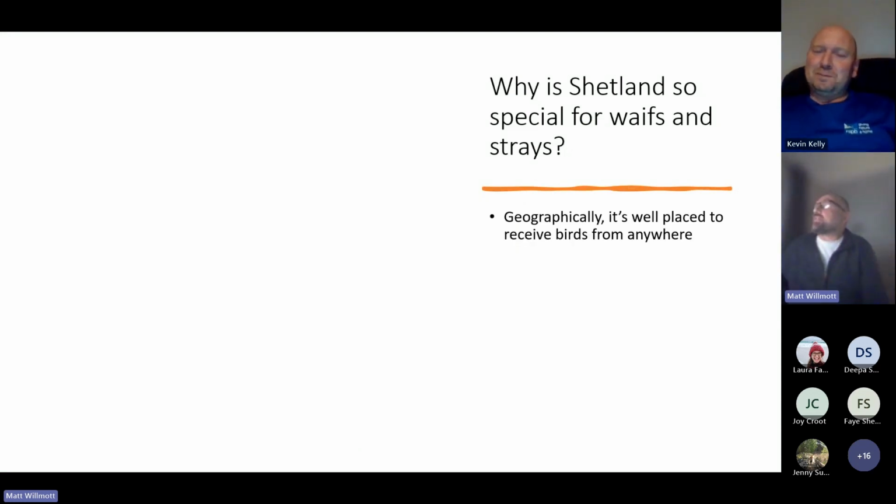Which brings us on to, why is Shetland so special? So just a little bit around why Shetland, why living here is so good for these migratory birds and vagrants. Well, several points really may seem obvious, but it's good to state them anyway. Geographically, we're well placed to receive birds from anywhere. So we all know quite well, we're 12 hours on a ferry or a 10-hour plane delay from anywhere. So we're well placed to receive birds from the east, from the south, and from America even.